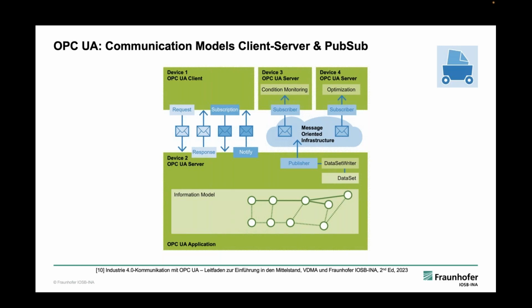If we look at the device 2 OPC UA server at the bottom here, our OPC UA application, we have an information model, and we select parts of this information model as a so-called data set that the data set writer then publishes to our message-oriented infrastructure. Where, for instance, in this example, device 3 and device 4 subscribe to these values, for instance, our condition monitoring application. And in parallel, we can also have client-server connections based on a request-response pattern. Here in this example, device 1 connects to device 2 via client-server.